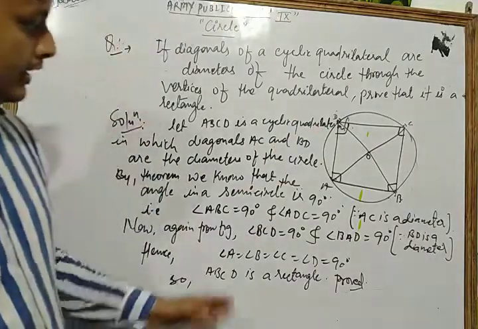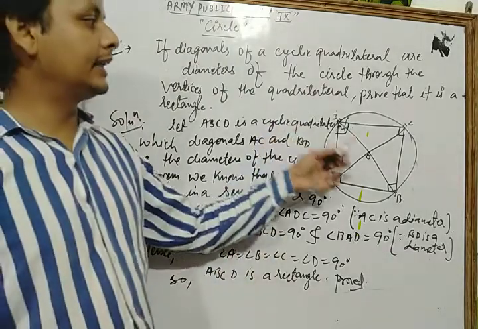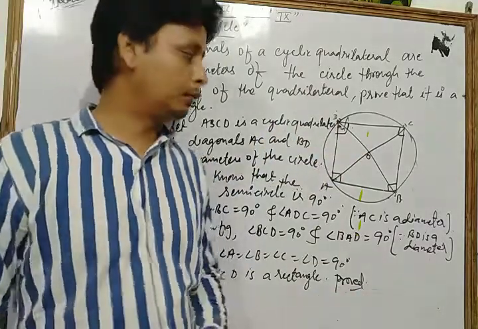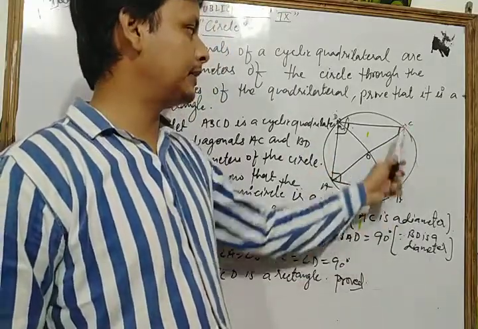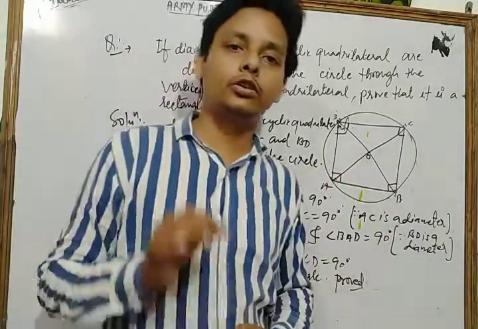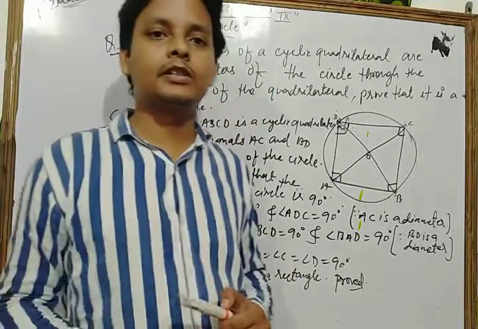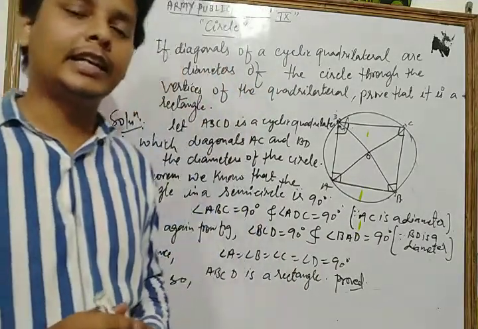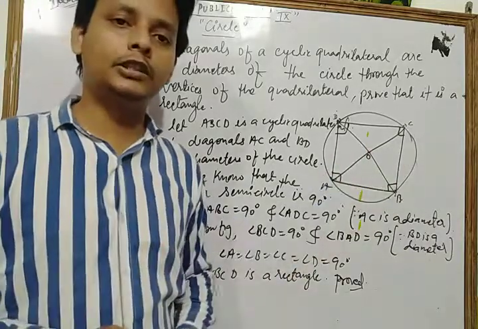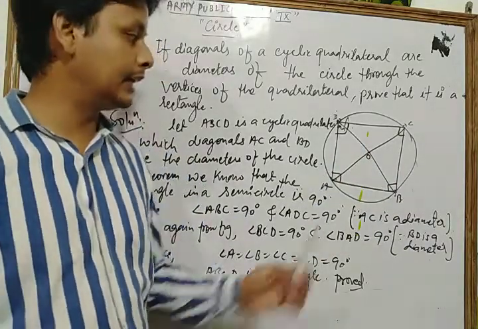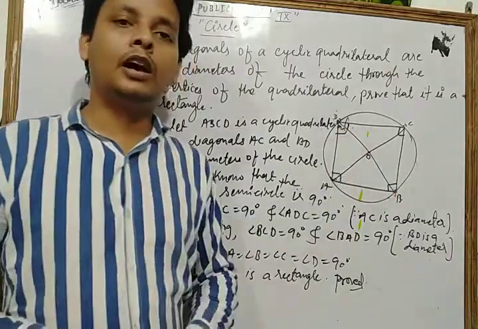Okay, let's see once more time. We know that in any cyclic quadrilateral, suppose that AC is the diameter, and according to the question AC is the diameter and BD is the diameter. According to the theorem, the angle in a semicircle is always what? Right angle. So in this way each angle is 90 degrees, and we can say that ABCD is a rectangle.